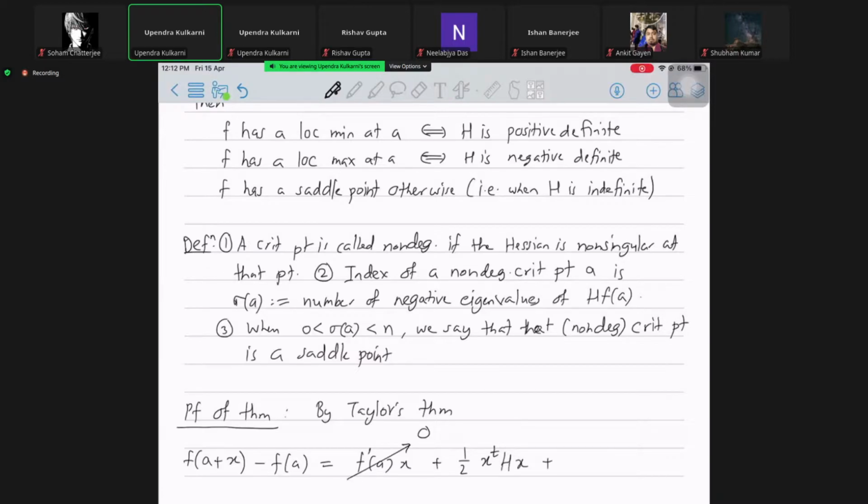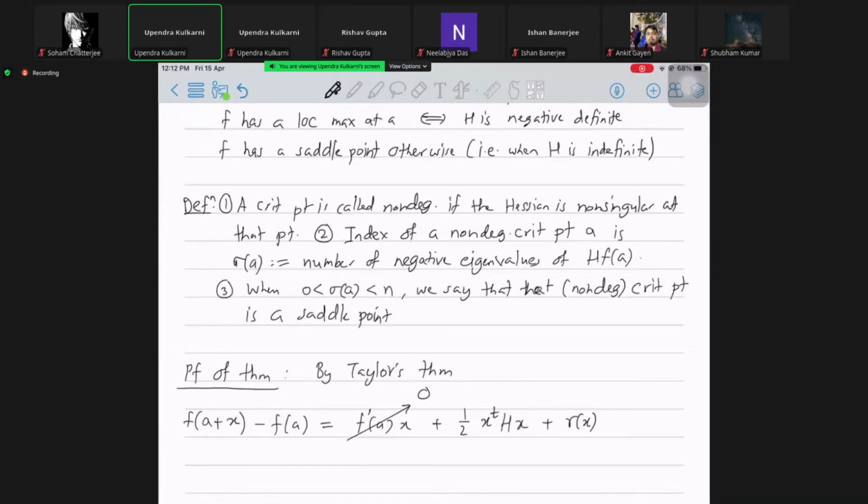And what is the remainder term? So let's call it R of x. The exact form of the remainder term I do not need, but what I know is that R of x by norm of x. So in fact, what do I get to put in the denominator? As stated, this is wrong. So what power of the norm of x in the denominator?